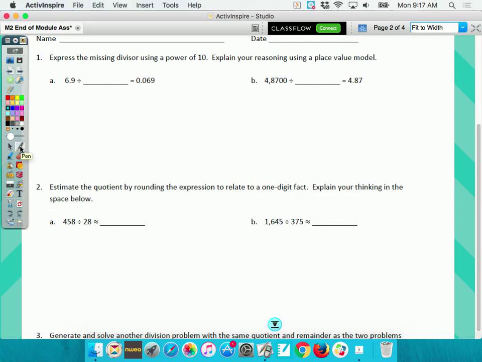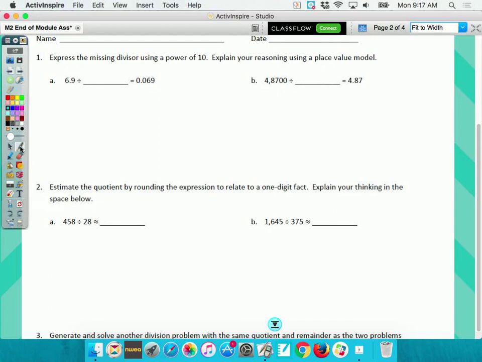Okay, this is fun. It says express the missing divisor using a power of 10. Explain your reasoning using a place value model. Now, a power of 10 is going to be 10, 100, 1,000, 10,000. You could write it with an exponent: 10 to the second, 10 to the third, 10 to the fourth. Okay? Here's how we're going to show it on a place value chart.